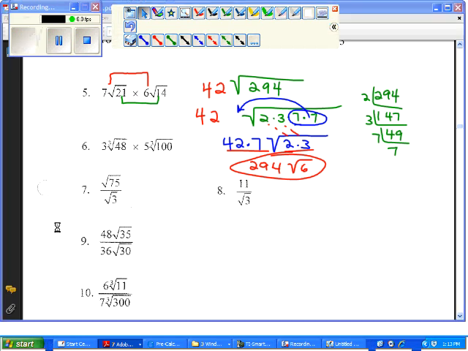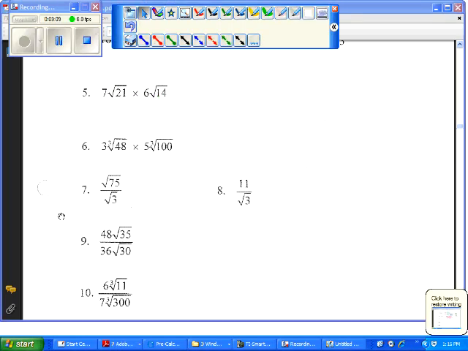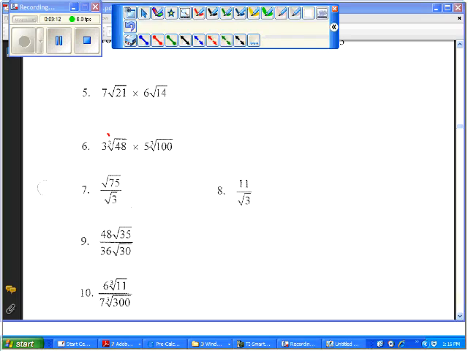Okay. Number 6. It's the same idea except it's cube root, so we're going to do our little jingle. Multiply the numbers, 15, and you multiply the names and you get a new name. So you're going to have cube root of 48 times 100, which is cube root 4800. But we have to make sure the radical part is in simplest form.